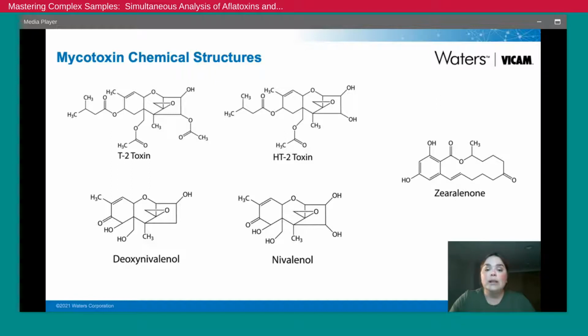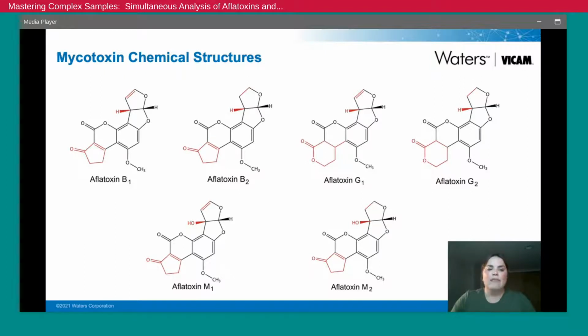Zearalenone is chemically a phenolic resorcylic acid lactone. In fact, it is often present in combination with deoxynivalenol. The compound is mostly found in corn. However, it is found also in other important crops such as wheat, barley, sorghum, and rye. Zearalenone is the primary toxin causing infertility, abortion, or other breeding problems in mammals.